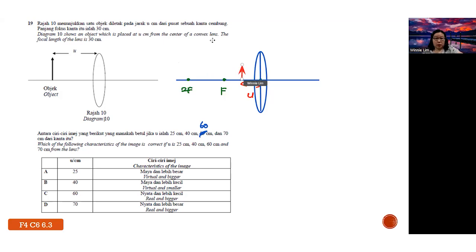Okay, so based on this idea, I just show. Let's say between F and 2F, not necessarily at the center. That means in the region, as long as it is in between. Until they also may have one more condition called infinity.